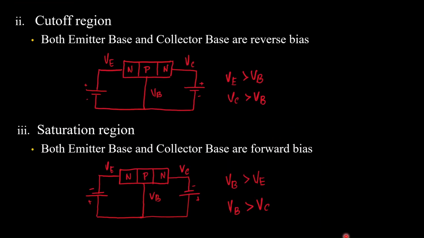The next is the cutoff region. Both the emitter-base junction and collector-base junction are reverse biased and it is called the cutoff region. Basically, if both are reverse biased, the transistor will be off, meaning no current will flow through it. So it is called the cutoff region. Next is the saturation region. Both the emitter-base and collector-base junctions are forward biased and it is the saturation region. This acts like a closed switch, whereas the cutoff region acts as an open switch.